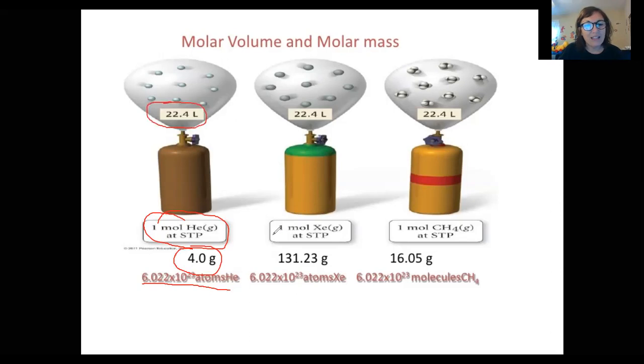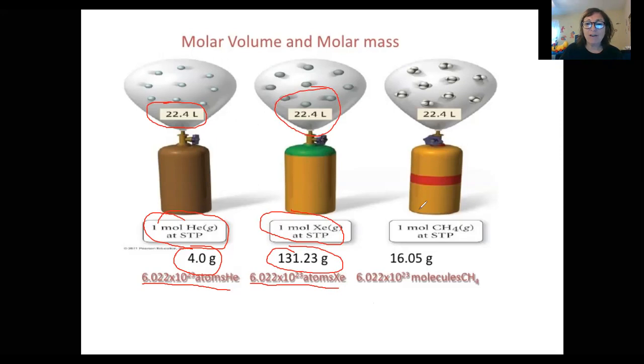Now here's a mole of xenon. 1 mole of xenon also has 6.02 times 10 to the 23rd atoms of xenon, because xenon is an element, therefore it's atoms. And xenon has a mass right here on my periodic table of 131.23 grams. So if I have 131.23 grams, which is 6.02 times 10 to the 23rd atoms, it will take up 22.4 liters of space, no matter what.